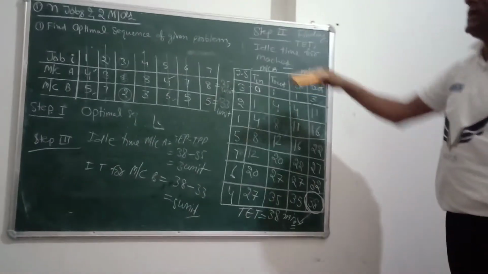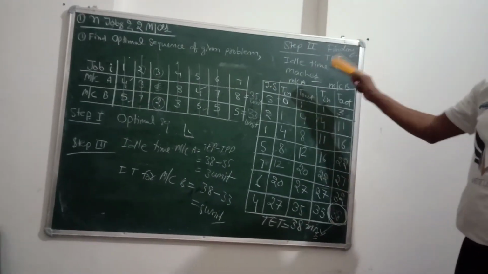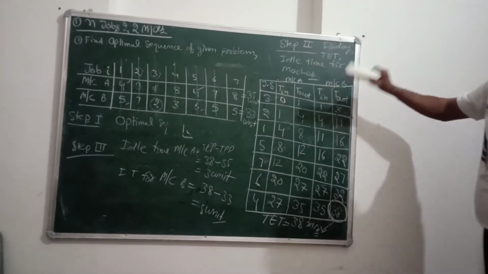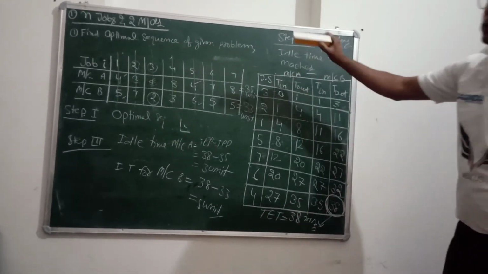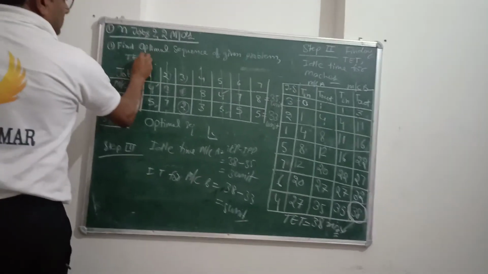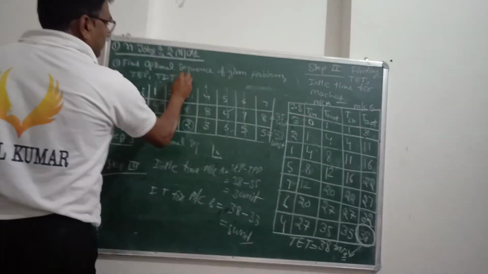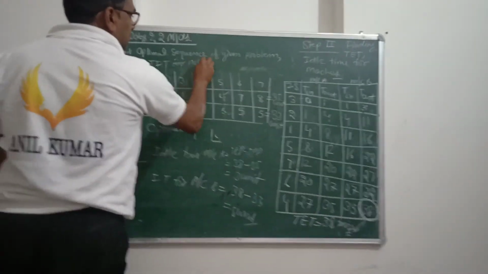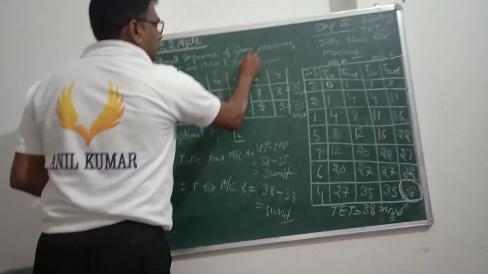So this is the optimal sequencing problem. You can use this method, which is called Johnson's algorithm, for finding the total elapsed time and total idle time for the machines and system.